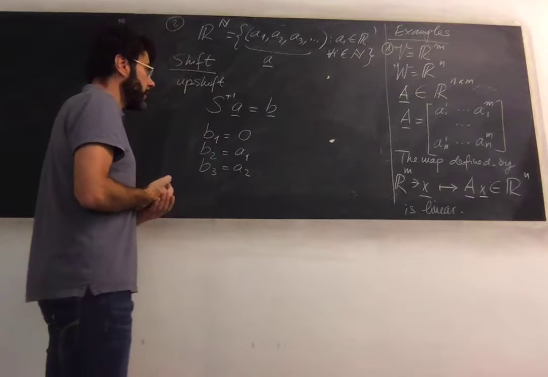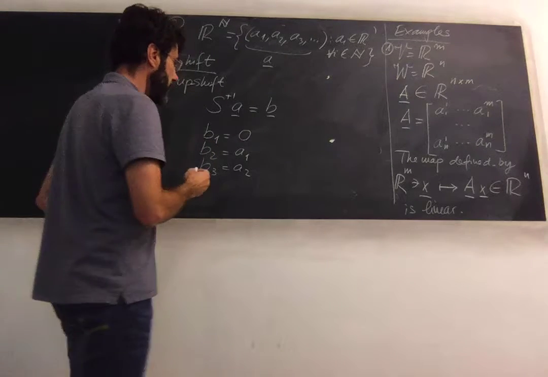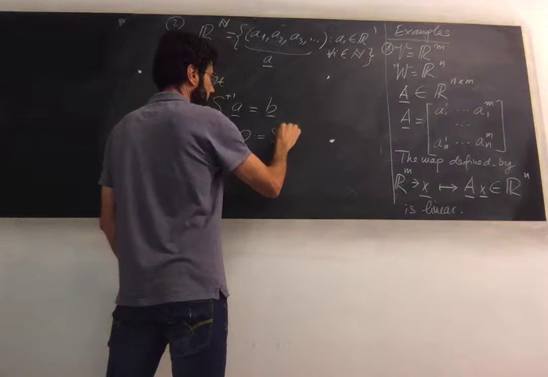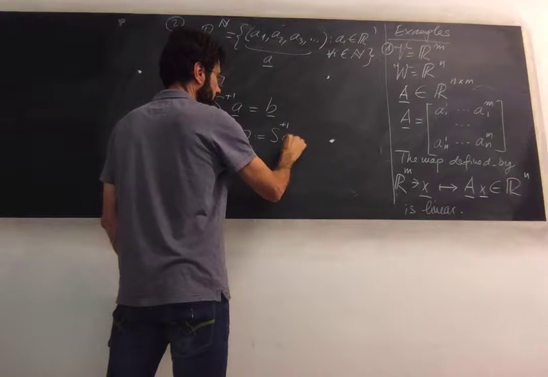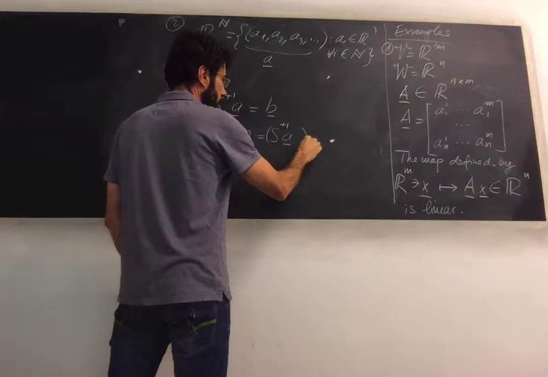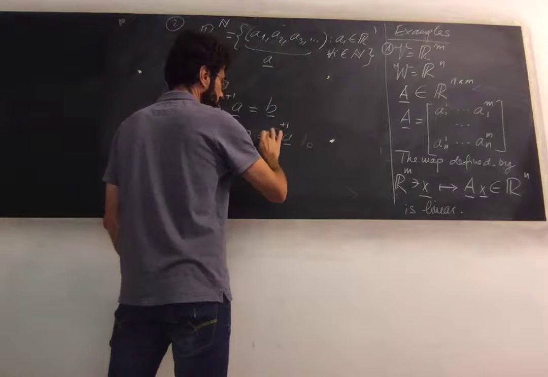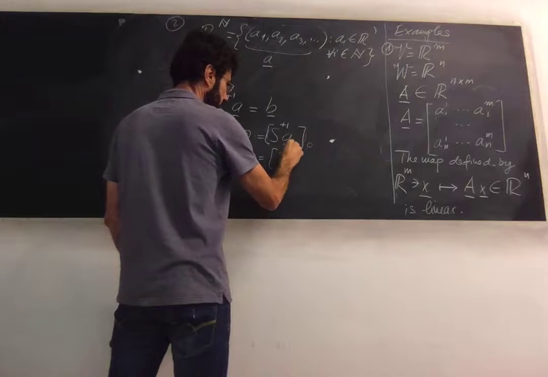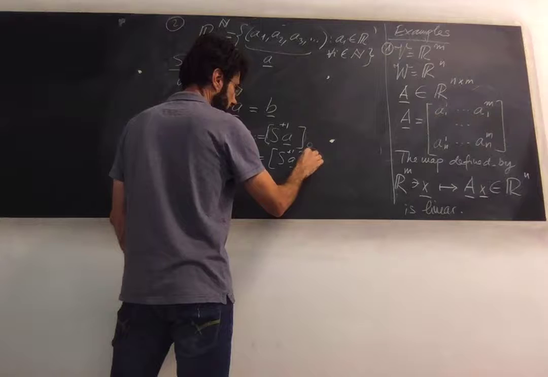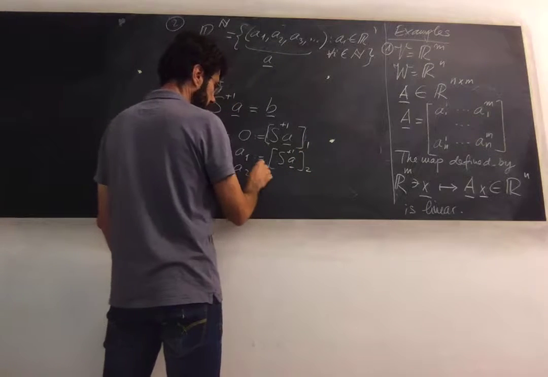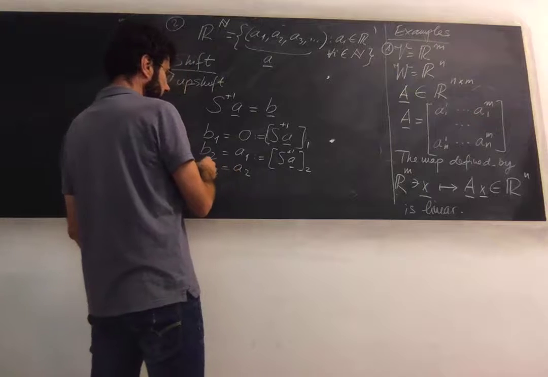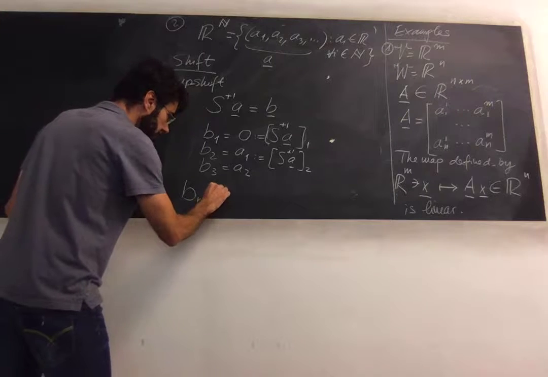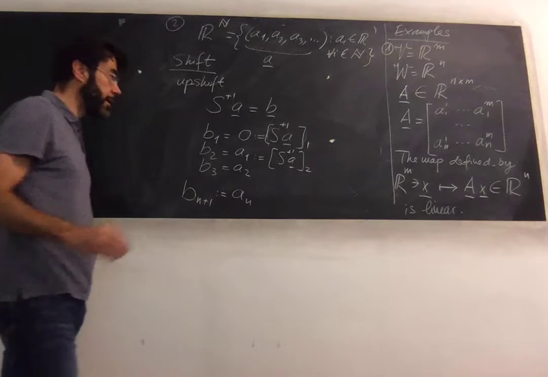So this is quite an interesting map. By definition, S plus 1 of a has 0 as its first coordinate. Maybe we should use square brackets here to indicate that. So this is S plus 1 of a, then first, second, etc. Basically you can summarize all this by saying that b_{n+1} is by definition a_n, and that's an upshift.